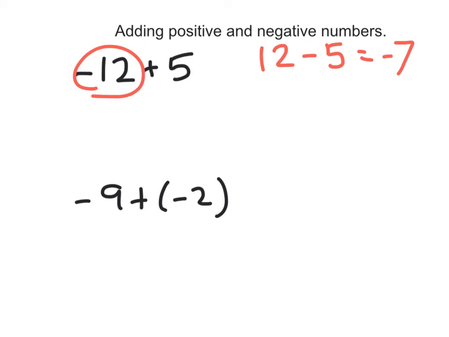All right, next example. We have negative 9 plus negative 2. Same sign, add and keep. Okay, they're both negative. They both have the same sign. So add 9 plus 2. And keep the negative sign.